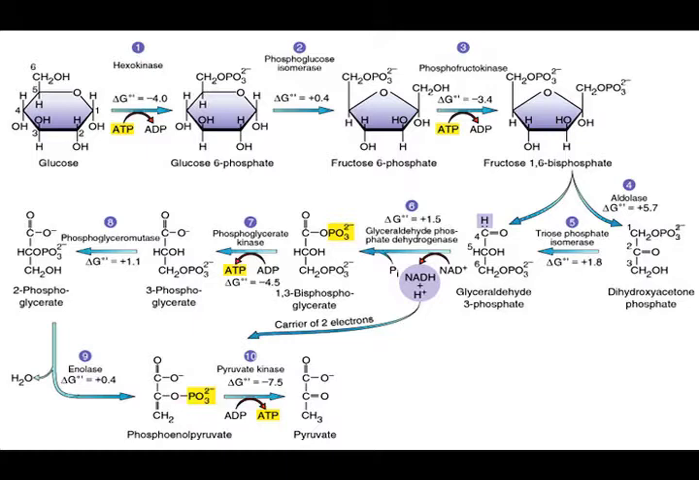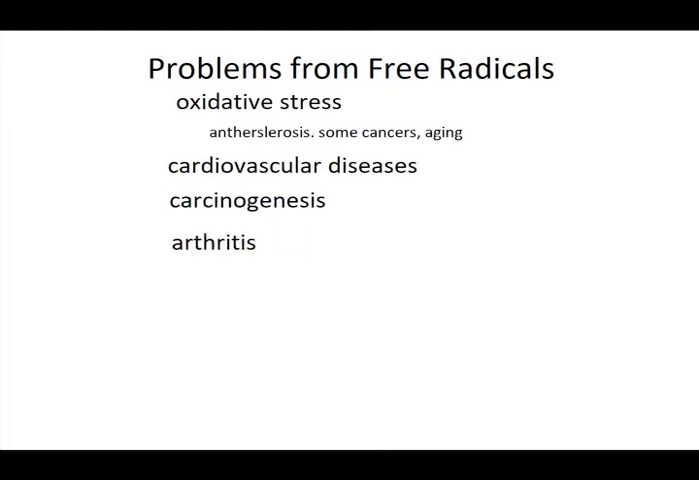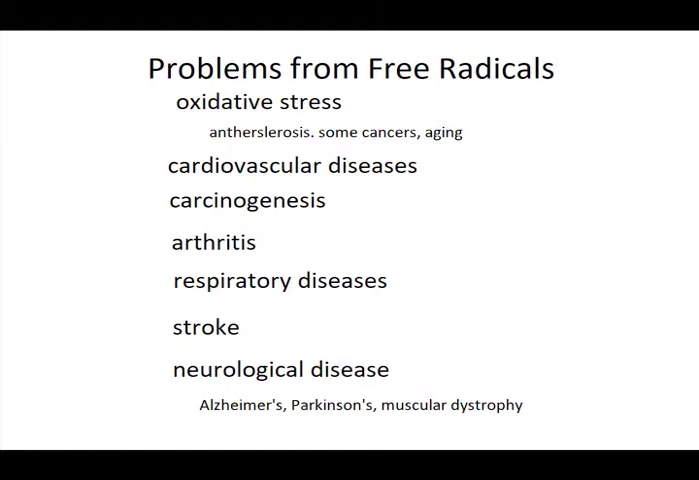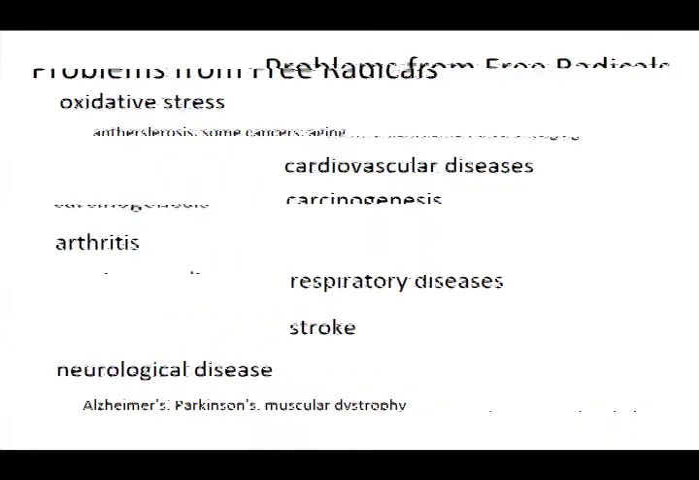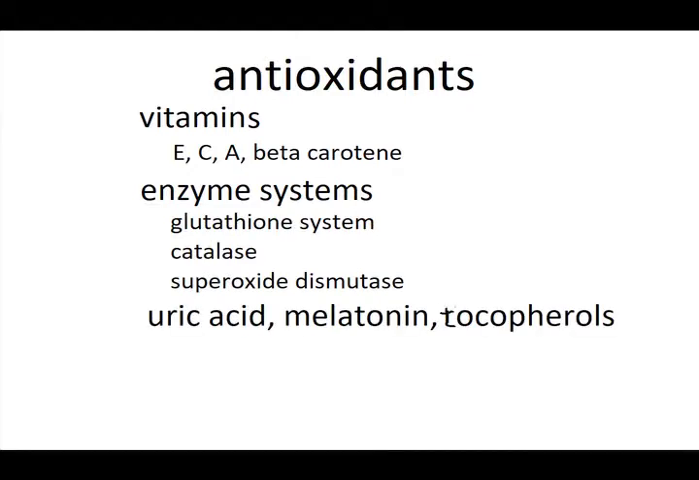Reactions involving oxygen are especially problematic. This includes photosynthesis and aerobic respiration. Metabolism leaks free radicals, and they cause all sorts of problems. And this goes back to the very infancy of life. And life has come up with systems for dealing with the free radicals. These are the antioxidant systems.